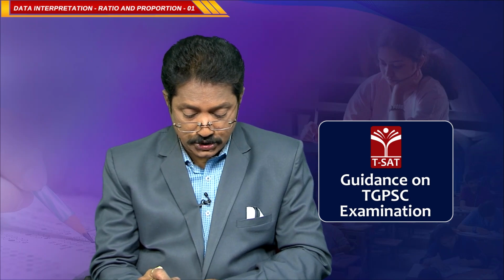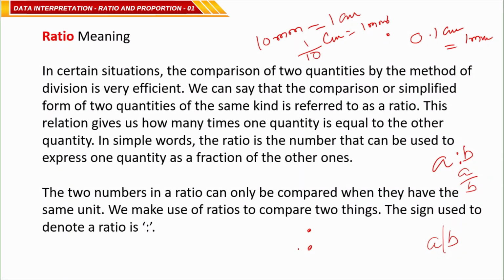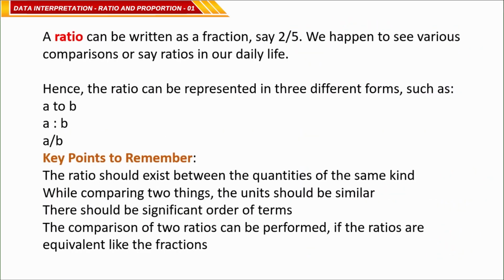This simply is the symbol. Now, a ratio can be written as a fraction, say 2 by 5. We happen to see various comparisons, or say fractions and ratios, in our daily life.